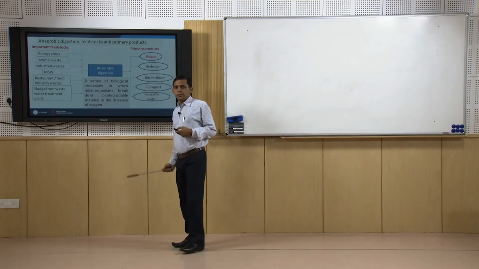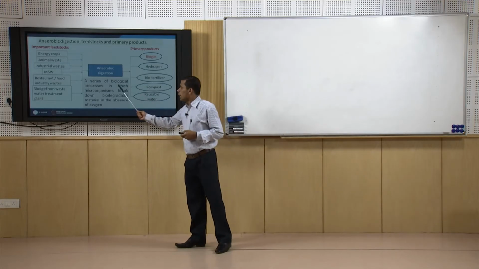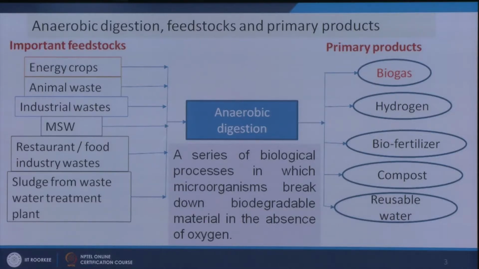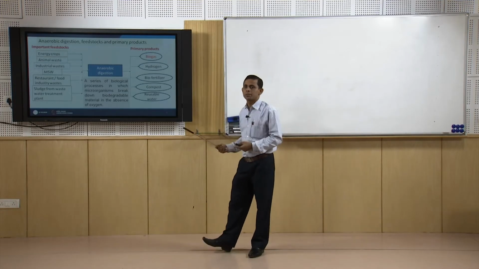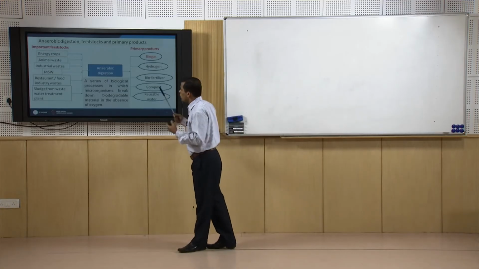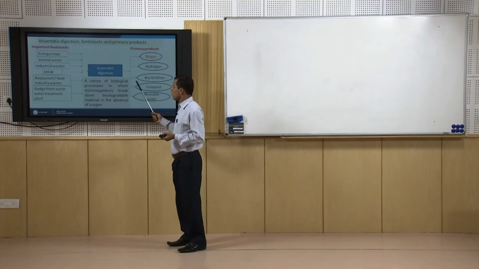So, what is anaerobic digestion? It is a series of biological processes in which microorganisms break down biodegradable material in the absence of oxygen. In anaerobic conditions microorganisms will react on organic substrate and the organic substrate will be converted to biogas. This is the ultimate process, but this is not so simple and not a single step process. It is a multi-step and complex process. It involves a number of microorganisms, a number of mechanisms or pathways, etc.